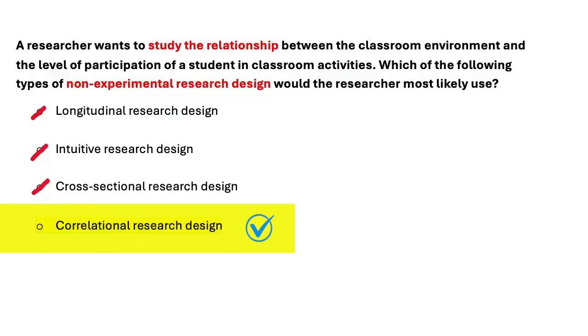Correlational research design is a type of non-experimental research design that measures the relationship between random variables, such as the classroom environment and the participation level of students. The direction of the correlation between the variables in this type of research design can be positive, negative, or zero. This would be a perfect fit for this scenario.